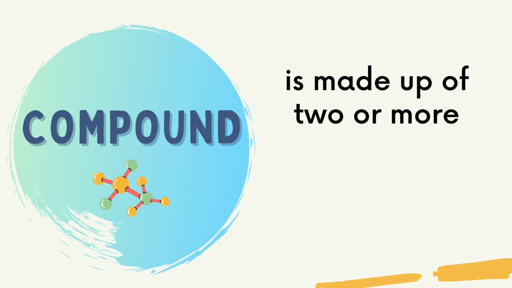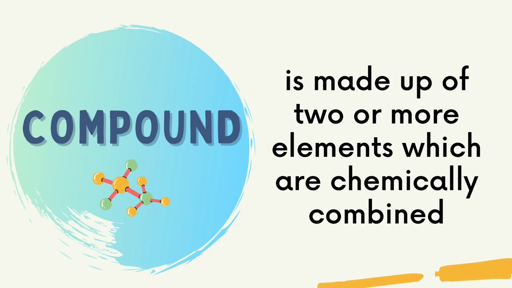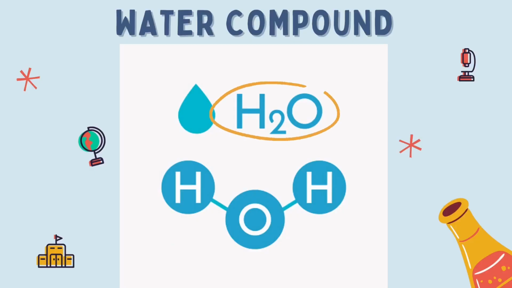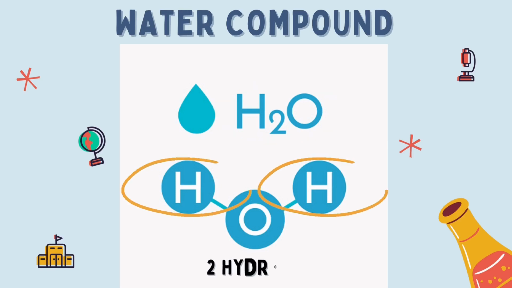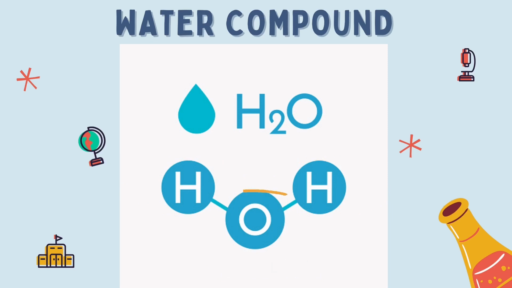Let us now move on with compound. It is made up of two or more elements which are chemically combined. An example of a compound is water. Two different elements such as hydrogen and oxygen are chemically combined. In our example, 2 hydrogen atoms and 1 oxygen atom are two different elements combined to form a water compound.